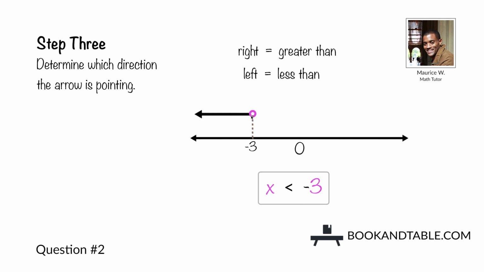Step 3, determine which direction the arrow is pointing. Since this arrow is pointing to the left, that represents the values less than -3. The values get more and more negative towards the left. -3, -4, -5, so on and so forth. So this represents x is less than -3.